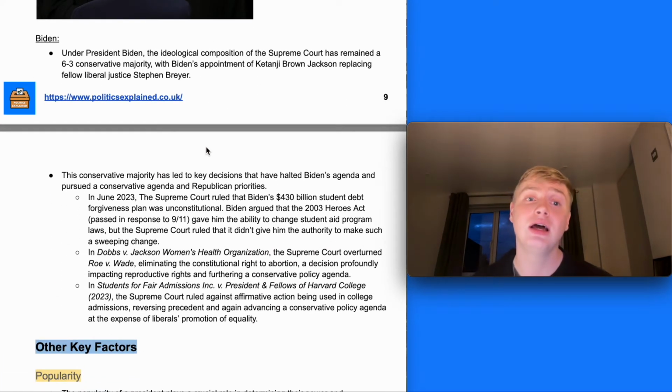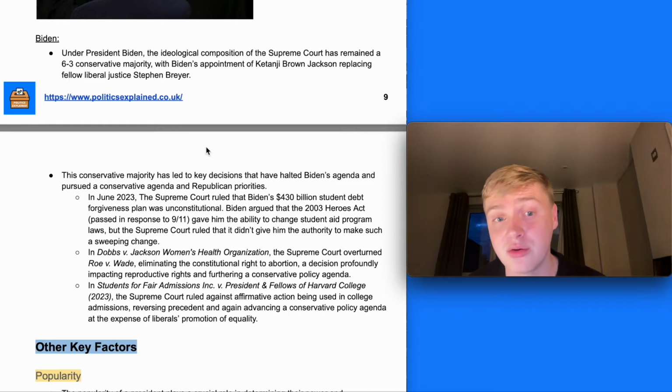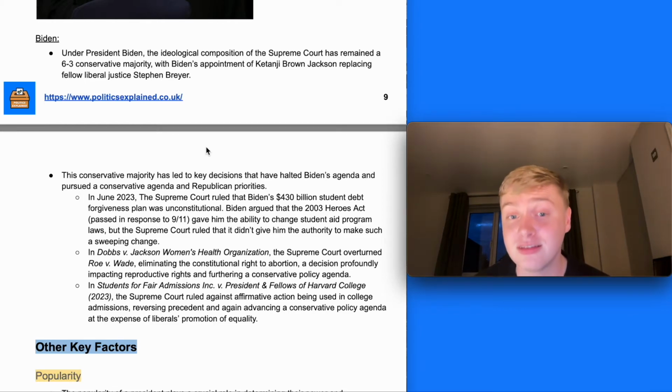In terms of Biden, the ideological composition of the court has remained a 6-3 conservative majority, despite him appointing one liberal justice, because effectively that was replacing Stephen Breyer, who went out as a liberal justice. And the conservative majority has led to key decisions that have halted Biden's agenda and pursued a conservative agenda and Republican priorities.